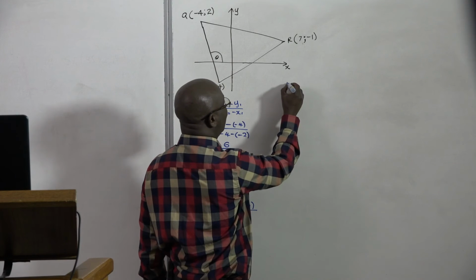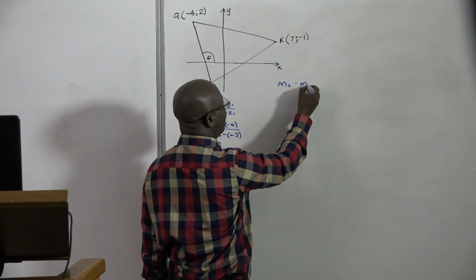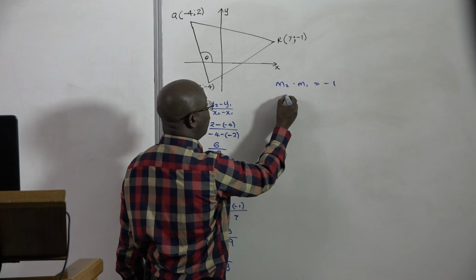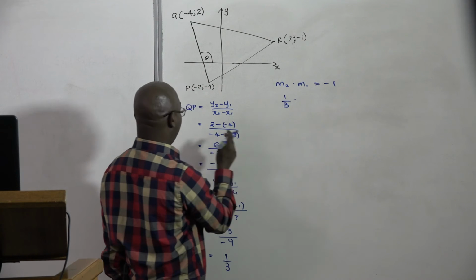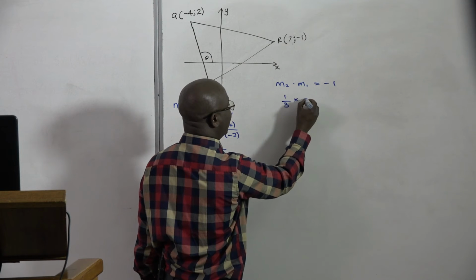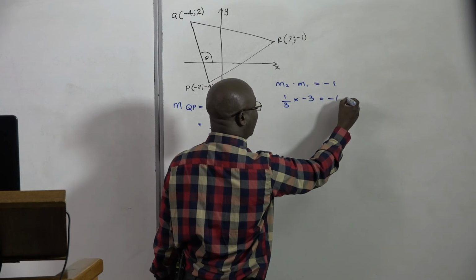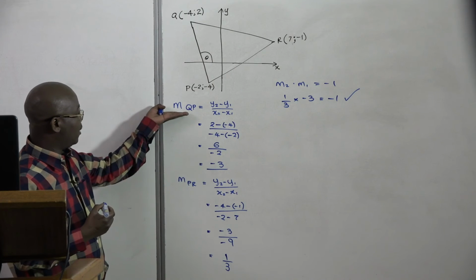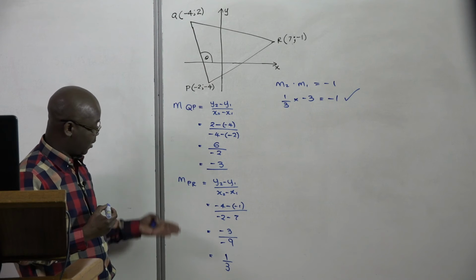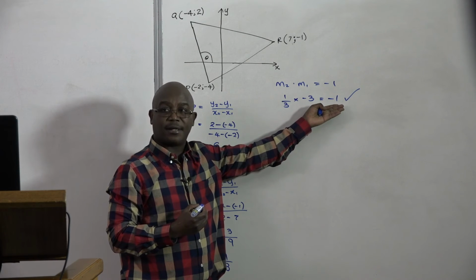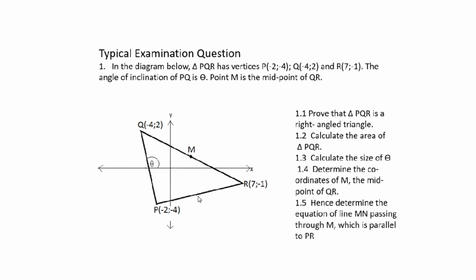So we'll use M2 times M1 is equal to minus 1. Our M2, we call it 1 over 3, and our M1 is times minus 3. And you can see that if you punch this in your calculator, you get minus 1. Therefore, the line QP is perpendicular to the line PR because the product of their gradients gives us minus 1. The next part of the question is to calculate the area of the triangle PQR.